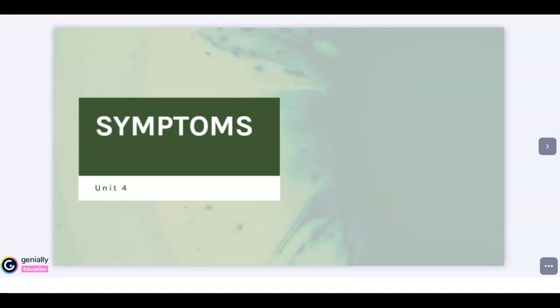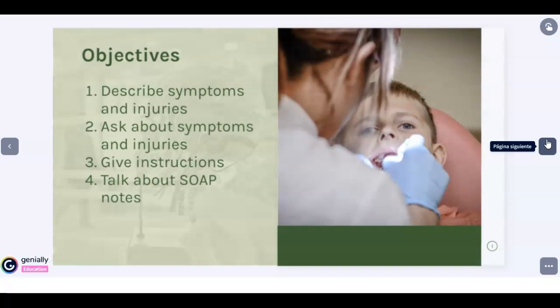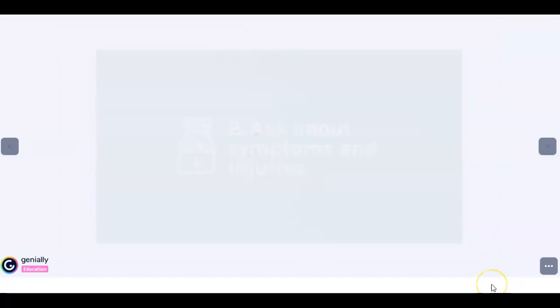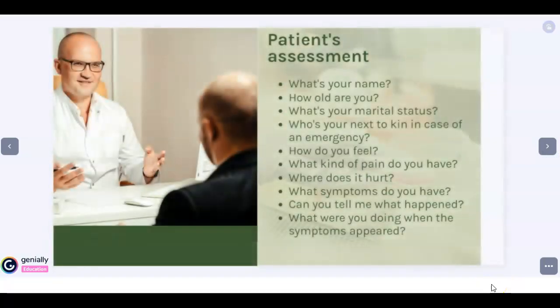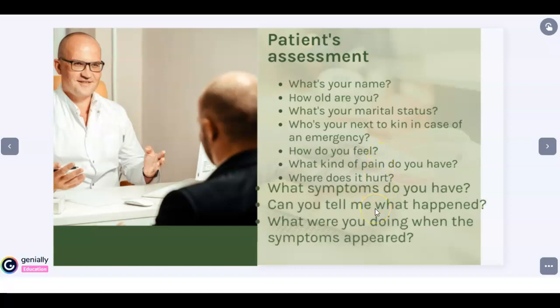Let's continue talking about symptoms in this unit number 4. Let's remember the objectives that we have for this unit. So let's focus our attention on our second objective, that is asking about symptoms and injuries. In the previous units, we were checking how to create a patient assessment by asking things like the name, the age, marital status, next of kin, how they are feeling when we are talking about pain. Okay, but in this unit, we're going to focus our attention on these questions.